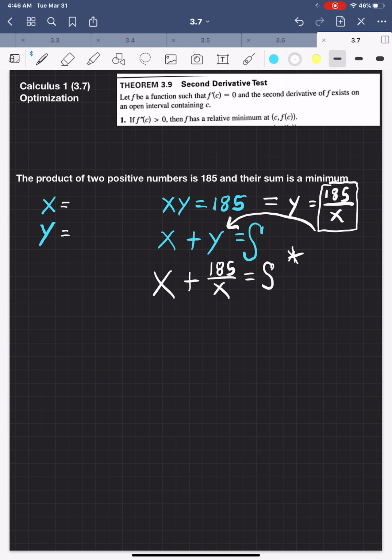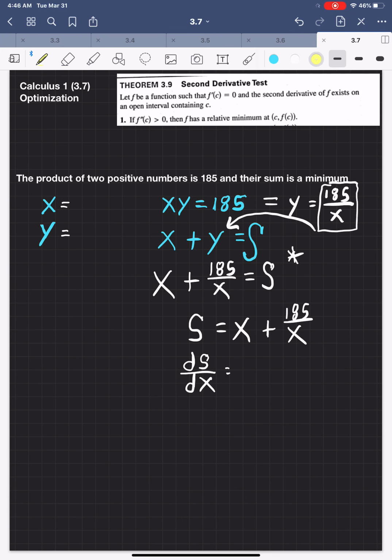So now what we're going to do is take a derivative. And again, I offer this first example without any priors, right? Without any background at all. I just want to show you how this could work. So let me rewrite this as s equals x plus 185 over x, right? Just rewriting it because we're used to having the y on the left side. And now if I take my derivative of s with respect to x, let's see what that looks like.